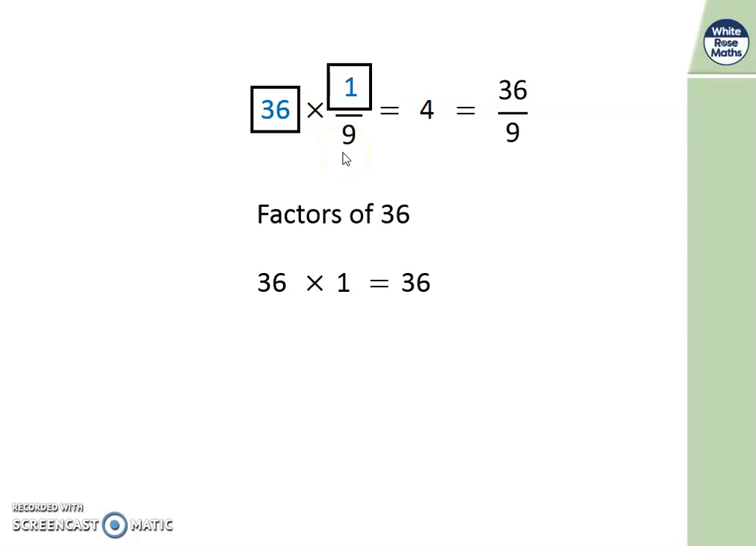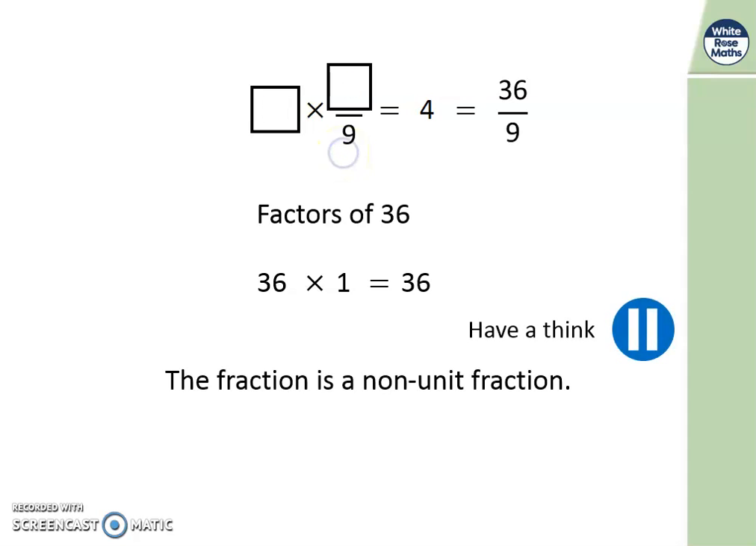But if you remember, today's learning is all about non-unit fractions. So what if we state that the fraction, this part, must be a non-unit fraction, so it can't be 1. Let's have a think then. What other factors of 36 are there? What other numbers can we multiply together to make 36? Over to you to have a go.